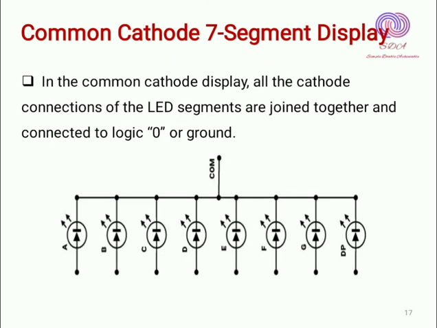In common cathode display, all the cathode connections of the LED segments are joined together and connected to logic 0 or ground. Individual segments are illuminated by applying a high or logic 1 via a current limiting resistor to the anode of the particular segment.